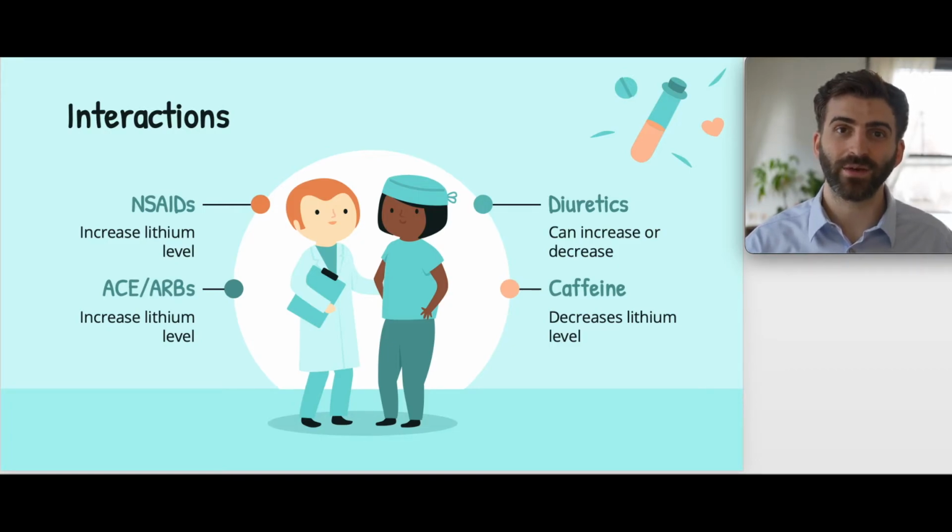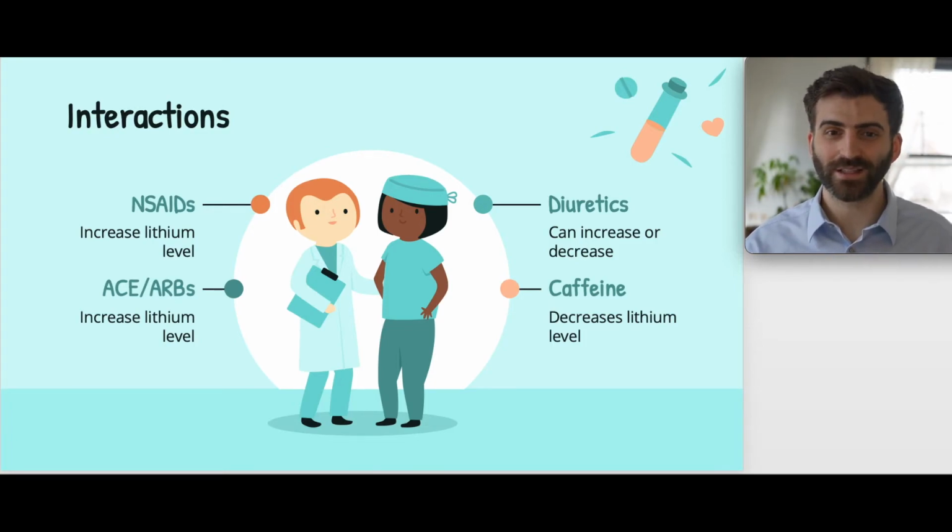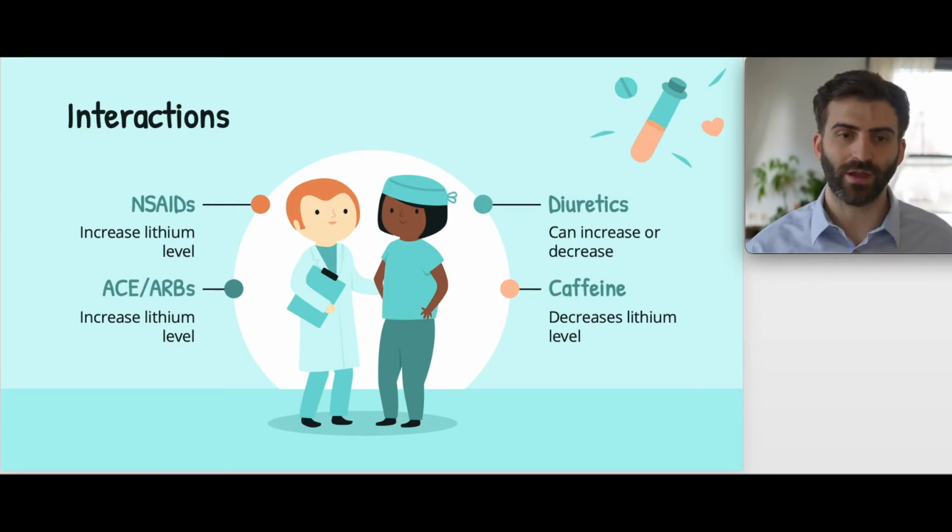Diuretics, depending on the type, can change lithium's level. So thiazide diuretics often increase, loop diuretics sometimes decrease, and potassium-sparing diuretics typically don't affect lithium's level too much. Next, caffeine. So a patient's in the hospital, they're not drinking their daily coffee, and maybe once they leave, they start again, it can change lithium's level. So caffeine can decrease lithium's level. So knowing these interactions is somewhat important, but especially checking drug interactions is very important. So you don't have to have it memorized, but knowing to look can be quite helpful.